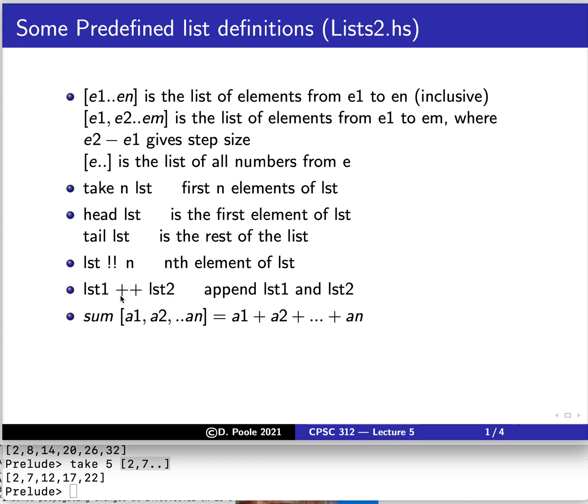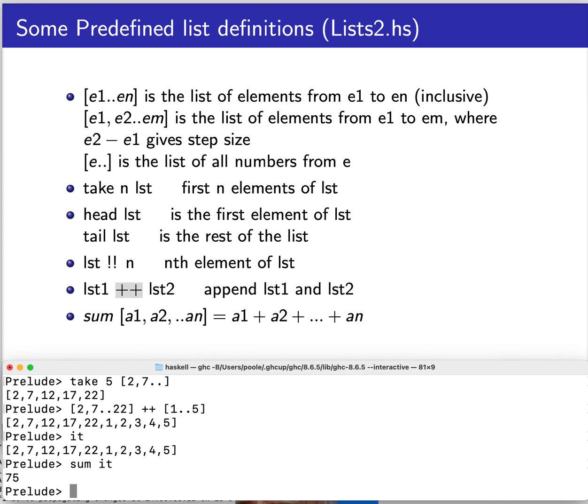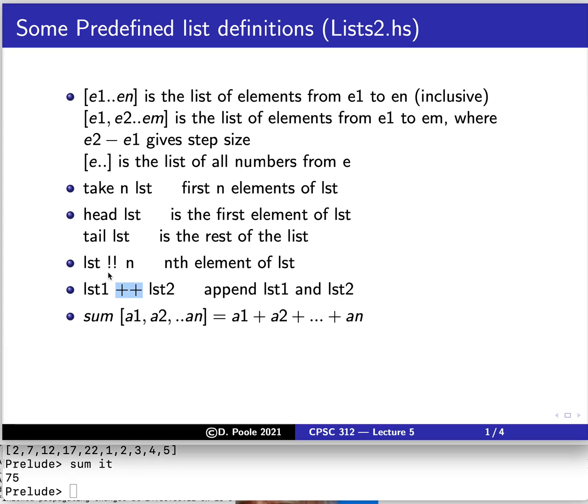Okay. Things that are very common are ++ for append. So if I can do [2,7..22], and append that to [1..5], I end up with what you might expect. And we can sum that. The other thing you should know is there's something called it, which is the last result. And I can do sum of it, and it tells me the sum of this list. Okay, so if you want to add up elements, we write sum of the list, and it sums over all the elements of the list.